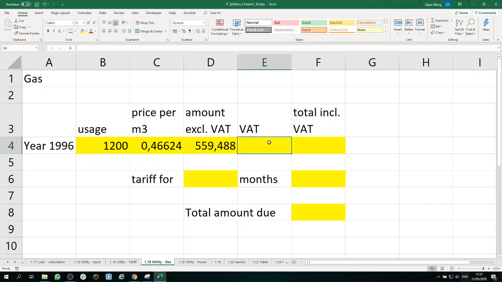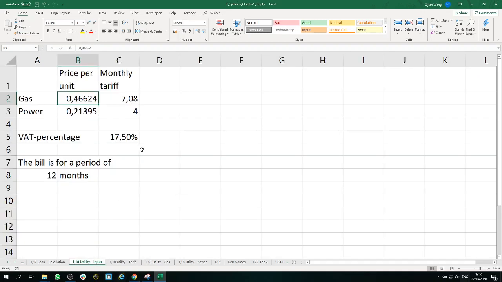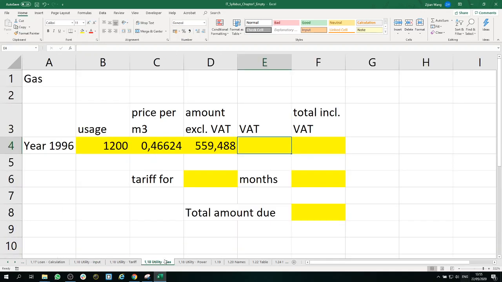How much is the VAT? That must be related with the VAT percentage. Let's see where is the VAT percentage. We find it in the utility input sheet, and we have the percentage as 17.5. That's a little bit lower than now, but of course we're talking about 1996, so 17.5 makes sense. So we need to add that amount of VAT to the amount that excluded the VAT. So that is the total amount times the percentage.